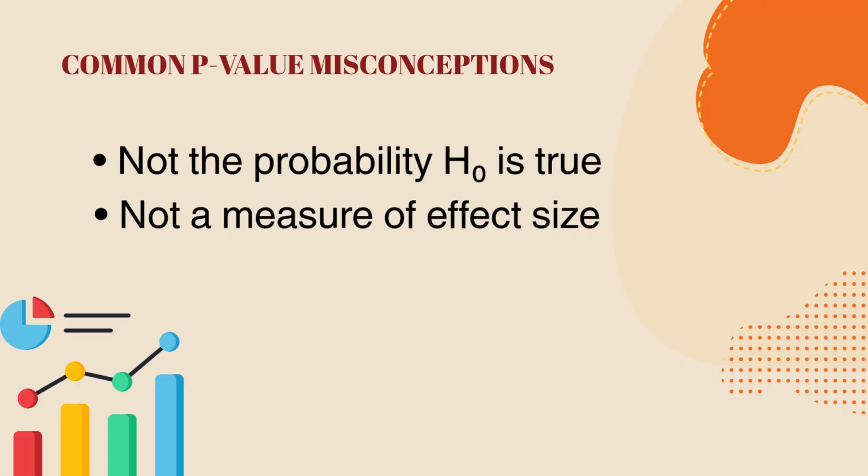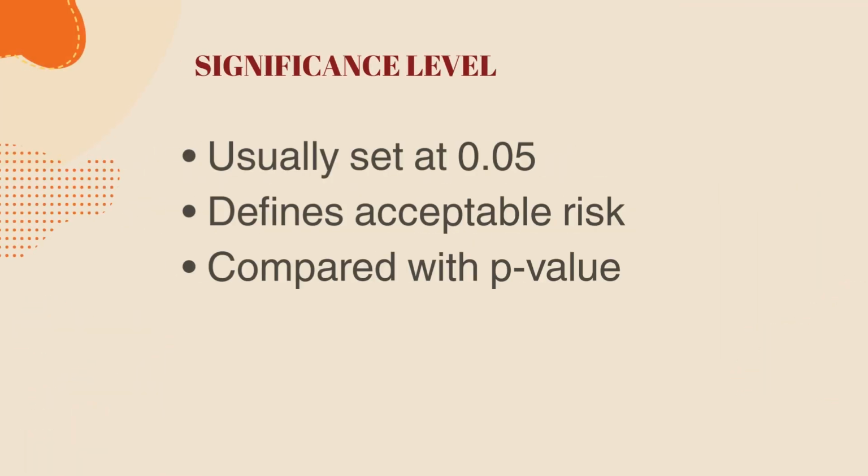Common misinterpretations of p-values. A p-value is often misunderstood. It does not tell us the probability that the hypothesis is true or false. It also does not guarantee practical importance. Statistical significance simply indicates evidence, not certainty or impact.